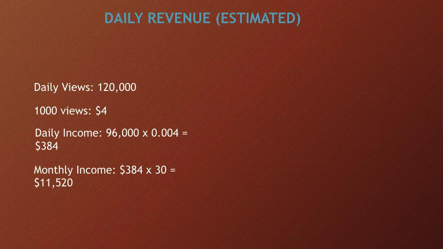Daily views is currently 120,000, and monetized playback is 80% of daily views. So 80% of 120,000 is 96,000. The reason I chose 80% is because I noticed that for my own YouTube channel, 80% of my views were actually monetized. A monetized playback is just whenever you see ads on a video, then you know that the video is monetized.